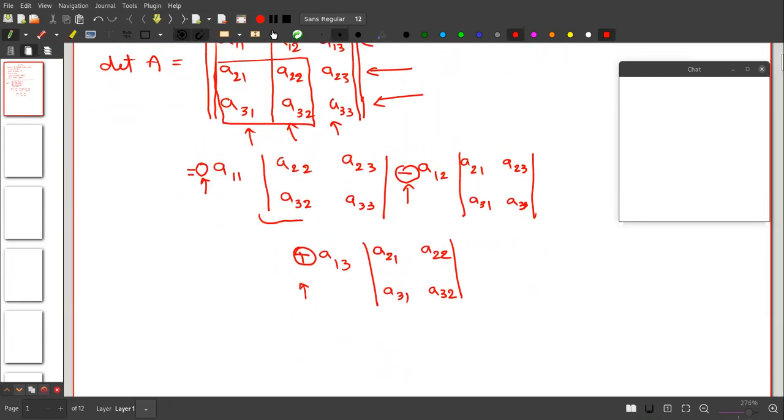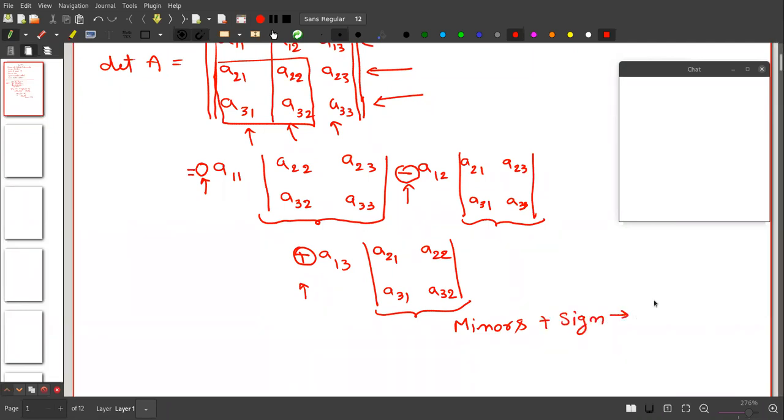These are the minors. We call these minors, and when these minors come with sign, we call them cofactors. So these broken determinants are called minors, and when we put them with sign, we call them cofactors.